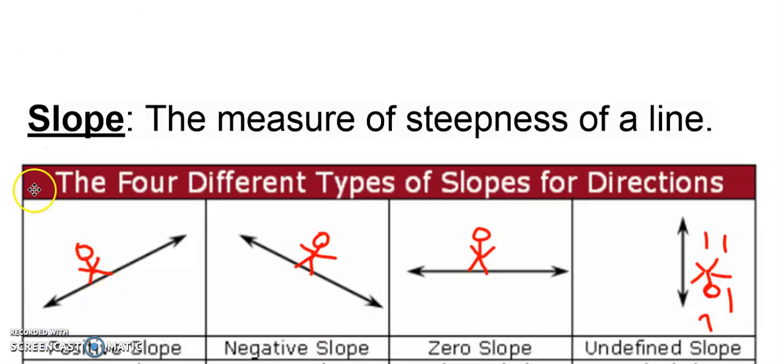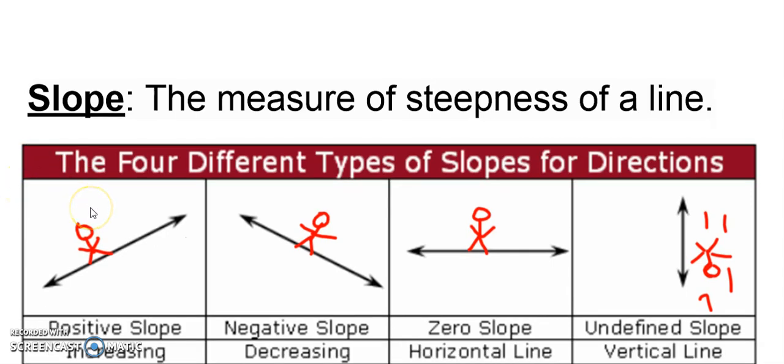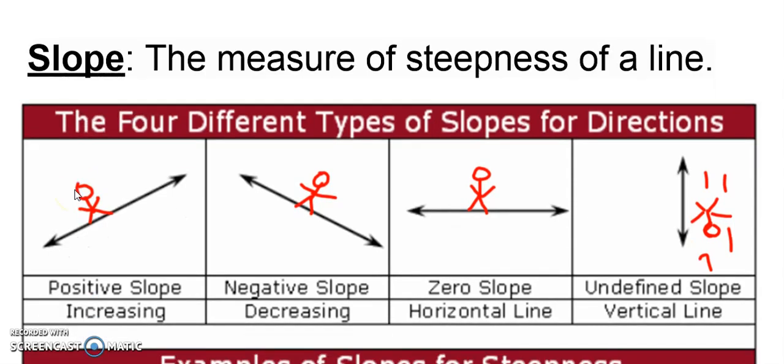Okay, so we are just going to look at some different designations for slope. So we have 4 different types of slopes for directions, and positive slope is going up from left to right. Negative slope is going down from left to right. A 0 slope is going to be flat. This is no change. So when we were looking at our functions, we said their distance was constant. They were staying in the same spot. That was a 0 slope.